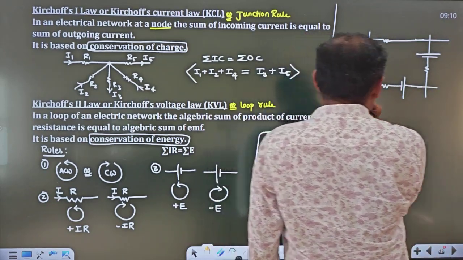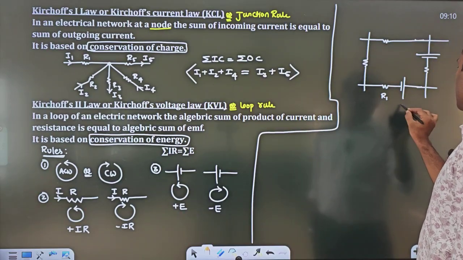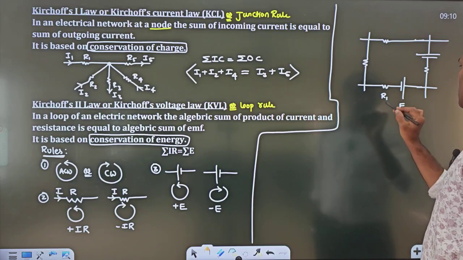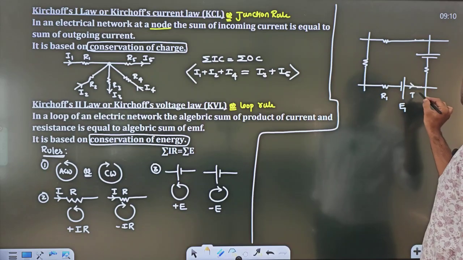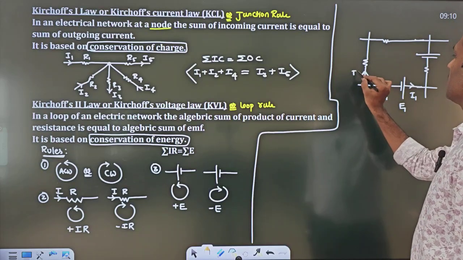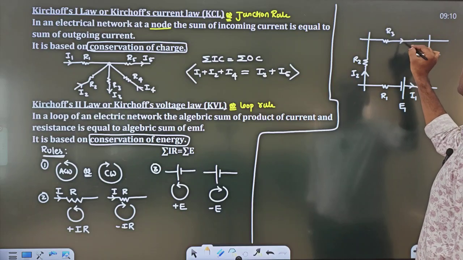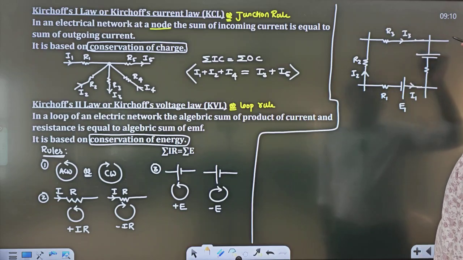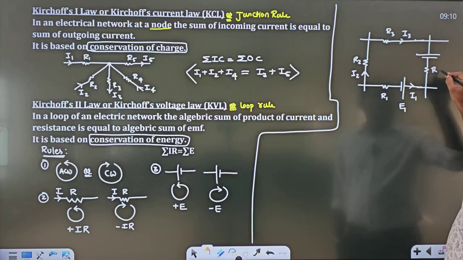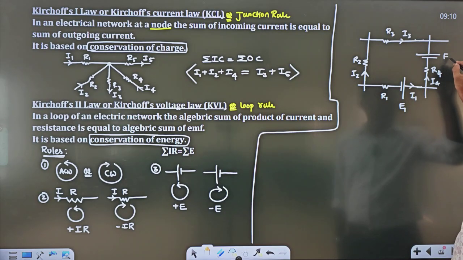Let me say this is the loop. Let this be R1, and this is E1. Correct? Let me say the current in this is I1. Here the current is I2, this is R2, this is R3, and the current in this is I3. And here this resistance is R4. Let me say the current in this is I4. The EMF of this cell is E2.